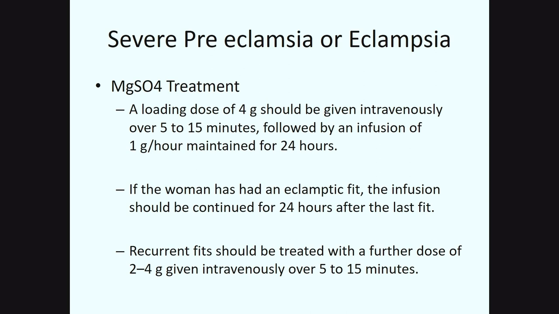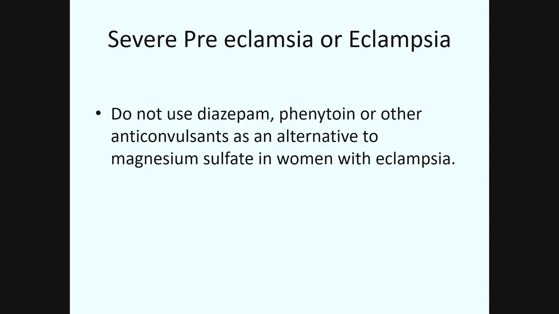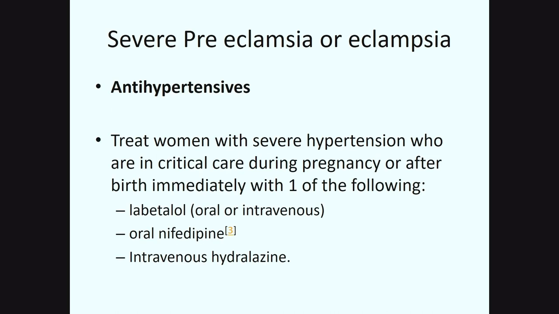If the mother is having recurrent fits, she should be treated with a further dose of 2 to 4 grams intravenously over 5 to 15 minutes. So while the patient is on a continuous infusion, if she develops an epileptic fit or convulsion, then we need to treat with intravenous boluses of magnesium sulfate. And for your information, it's important that you do not use diazepam, phenytoin, or other anticonvulsants as an alternative to magnesium sulfate in women with eclampsia. These are the latest guidelines from NICE, laid down on the 17th of April this year, 2023.